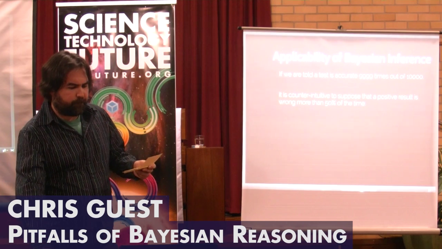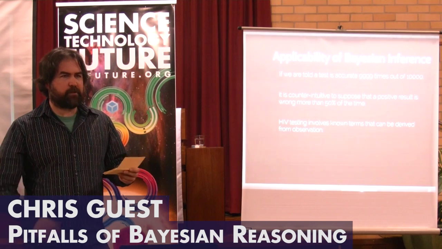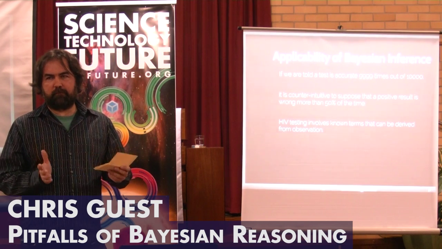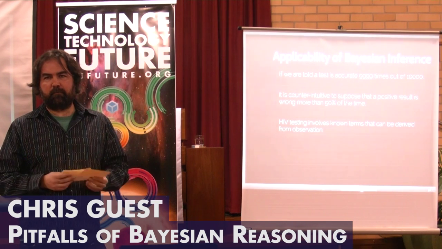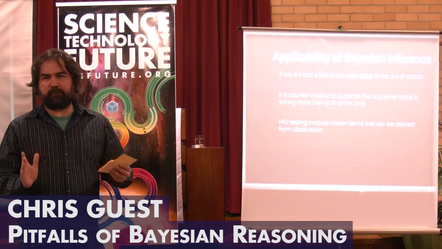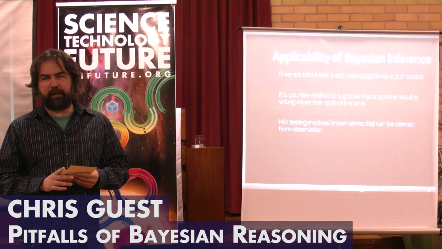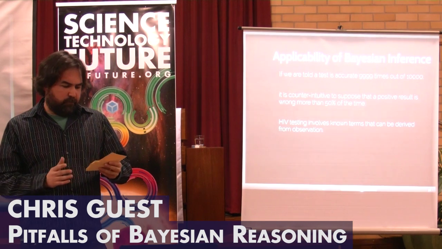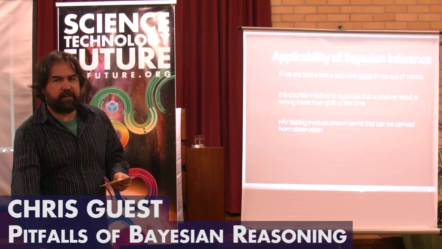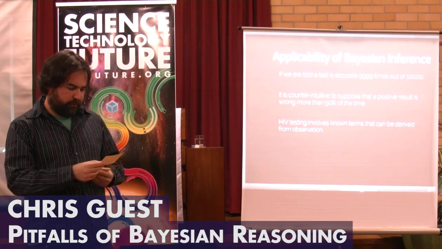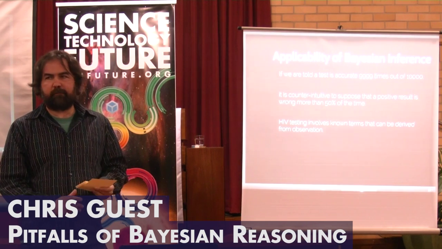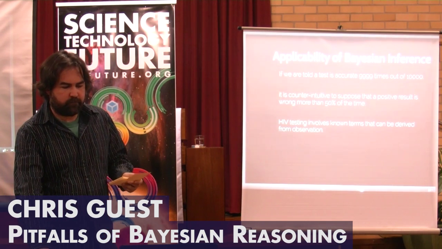Now, this is an example where we're talking about fairly known terms. It's all based on our understanding of populations and so forth. It's easy enough to deal with the numbers. But Bayesian probability gets a bit interesting when we start to deal with probabilities that are made without any kind of empirical observation.